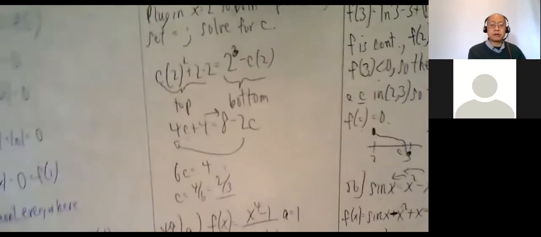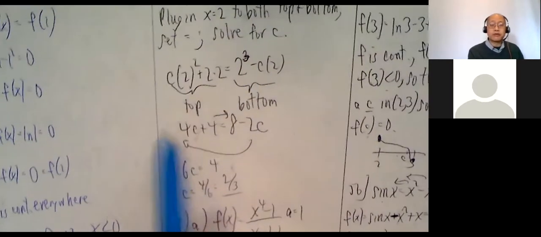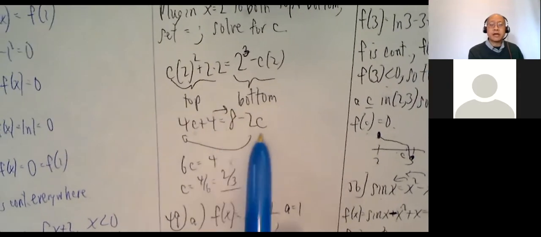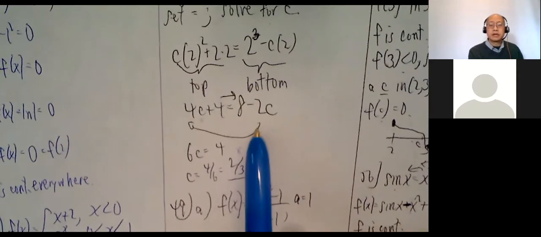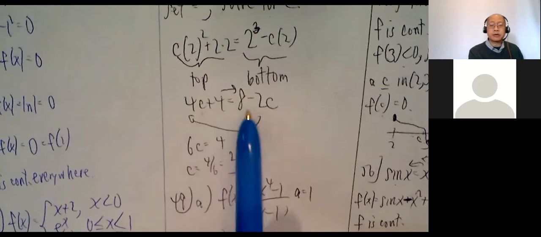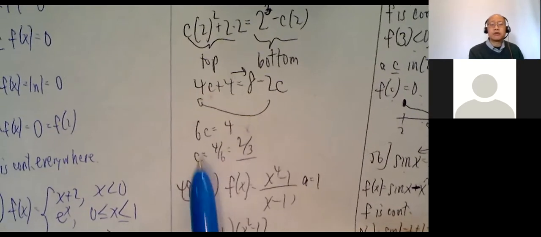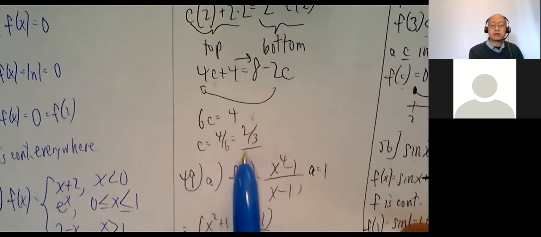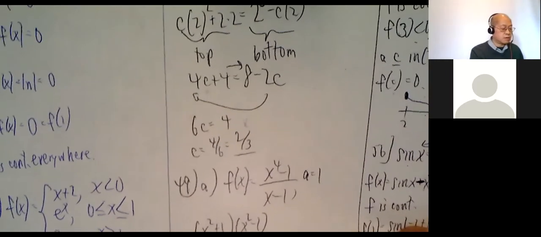Now it's just some simple algebra. That becomes 4c plus 4 equals 8 minus 2c. Add 2c over here, subtract 4. 6c is equal to 4. So c is 4/6, or 2/3. So that's all.